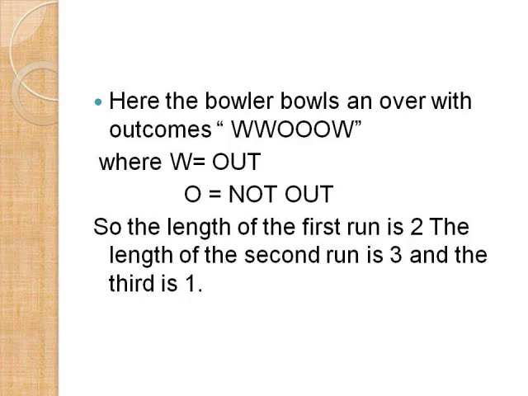Okay, so here the bowler bowls an over with an outcome of 2 wickets on the first 2 balls and then 3 not outs and then another wicket. So just looking at this, we know that the length of the first run is 2, the second is 3, and the third is 1.